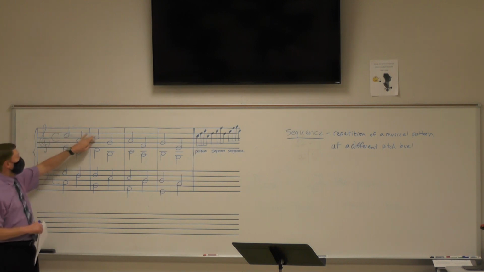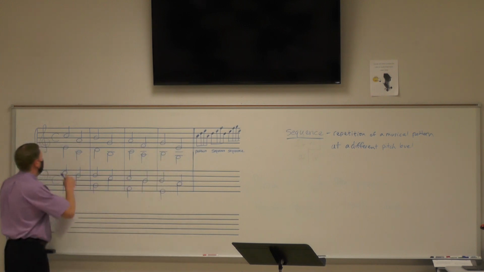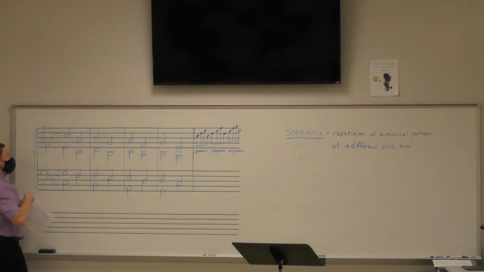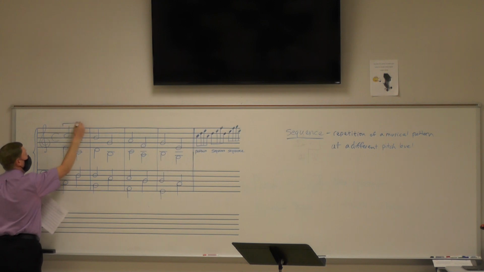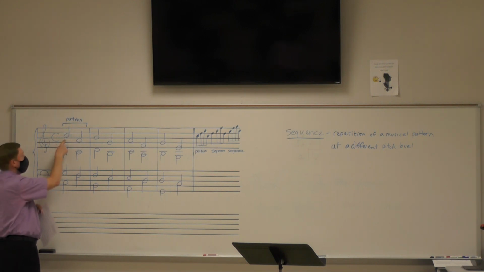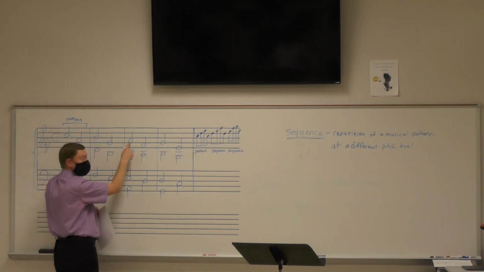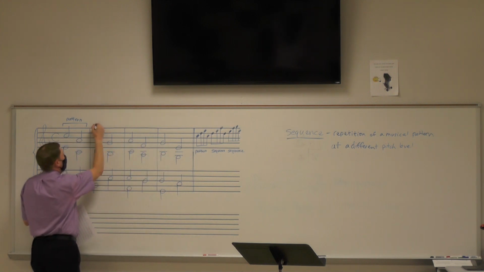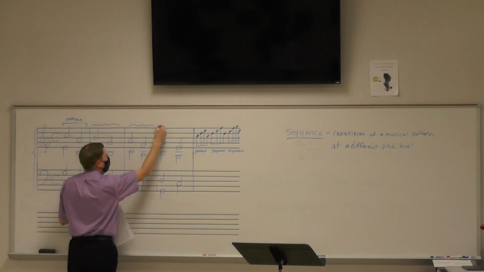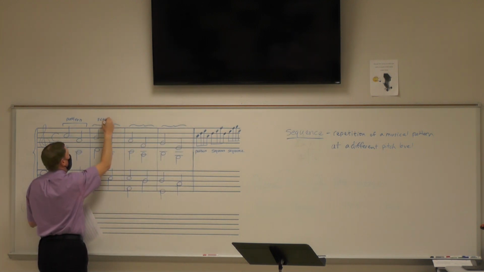Do, la, ti, sol, la, fa. If we call these first two notes a pattern, do you see how the pattern is repeated in the soprano but at a different pitch level each time? So this one starts on do. This one starts a step lower. Step lower again. So we can say that all of these measures here, since they're repetitions of the original at a different pitch level, are sequences of the original.